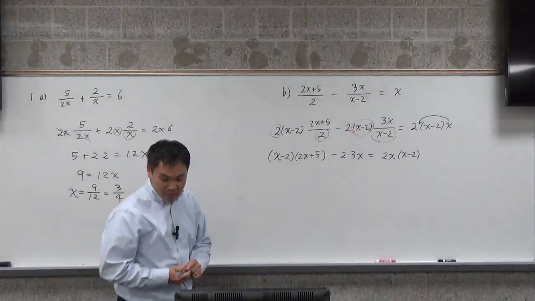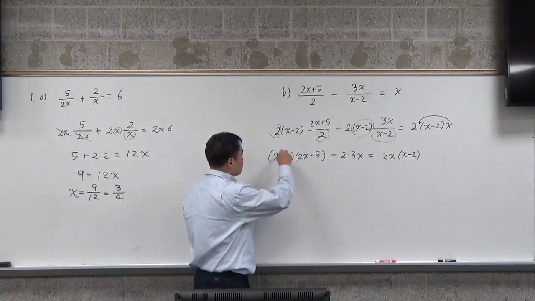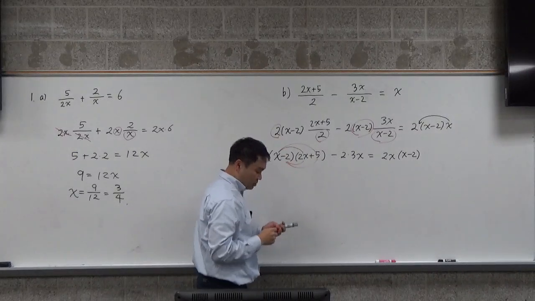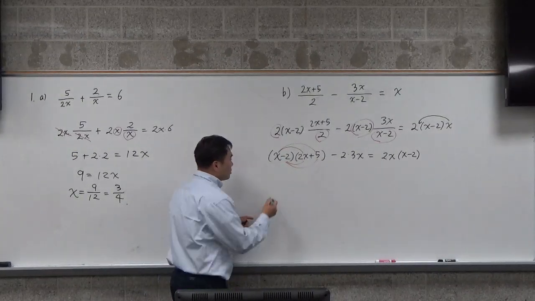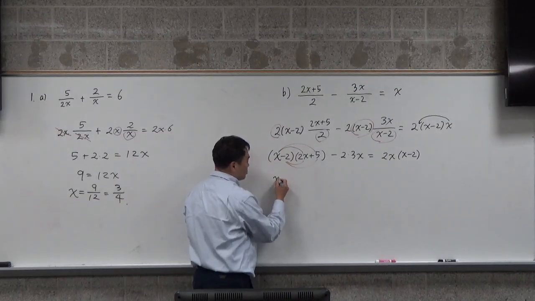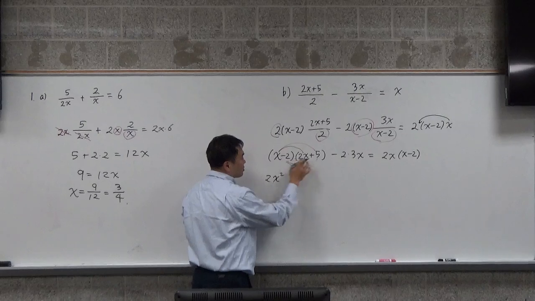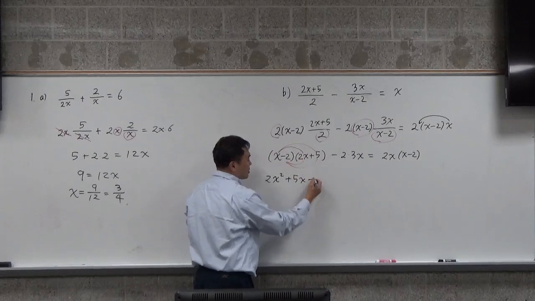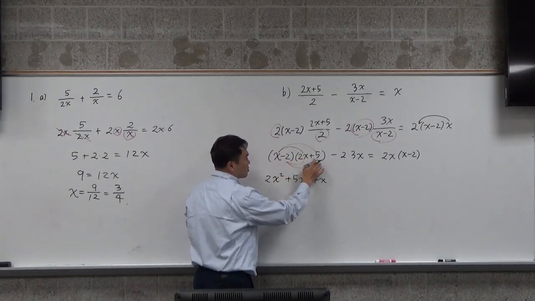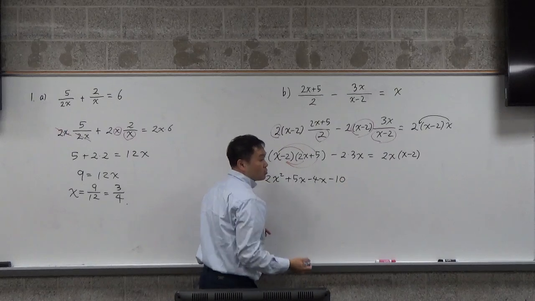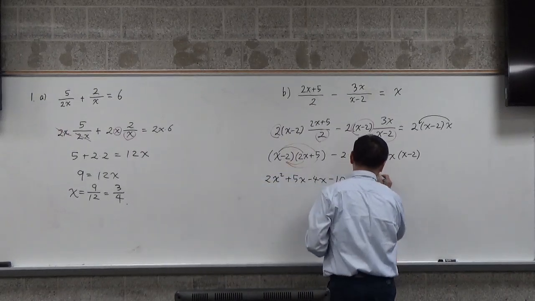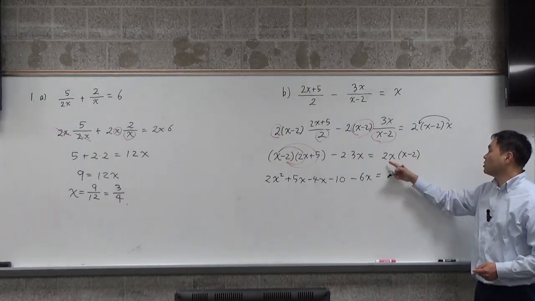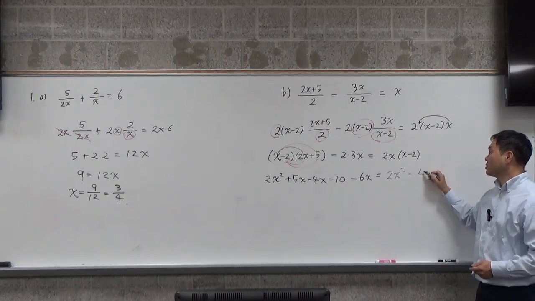Now we have to expand this. To expand, you have to do first, outer, inner, last. FOIL. So x times 2x is 2x squared. X times 5 is 5x. Negative 2 times 2x is negative 4x. Negative 2 times 5 is negative 10. 2 times 3 is 6, so it's negative 6x. 2x times x is 2x squared. 2x times negative 2 is negative 4x.